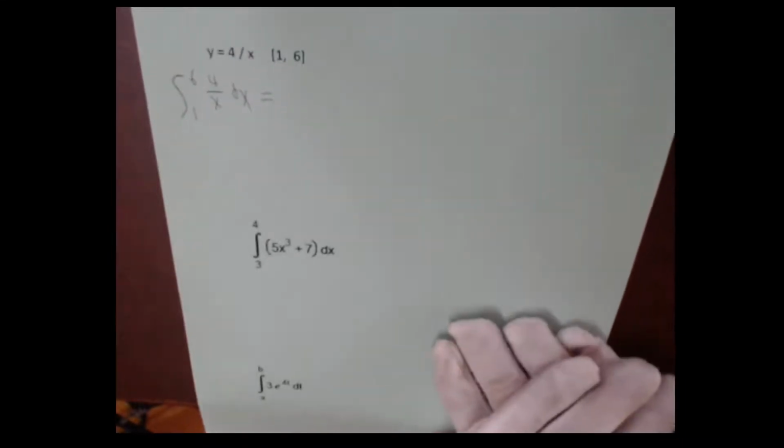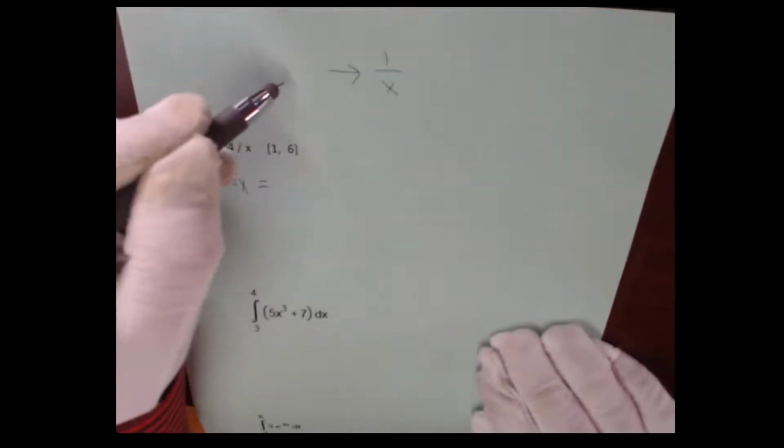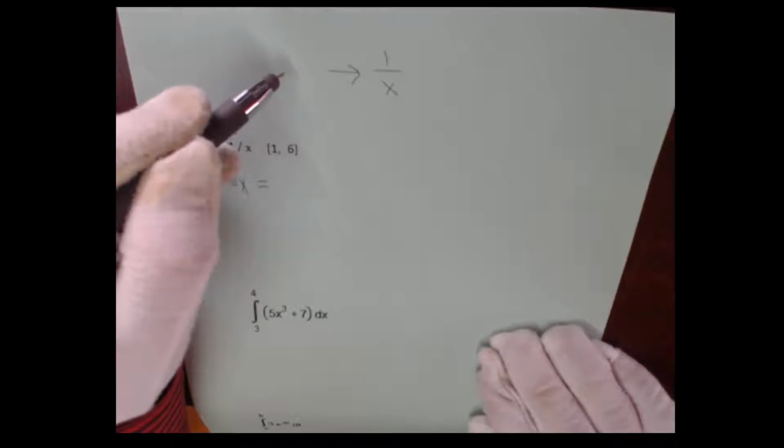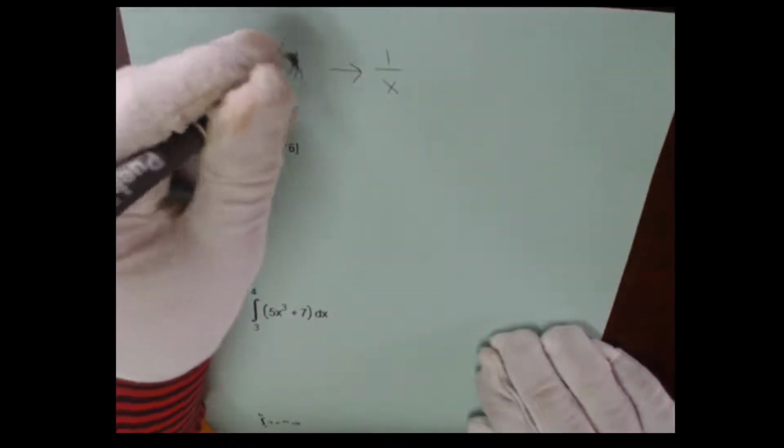The antiderivative of, here's a good one. What is the antiderivative of 1 over x? In other words, the derivative of what? The derivative of what will give us 1 over x? Do you remember? Pause the video and see if you can remember. The answer is natural log of x.